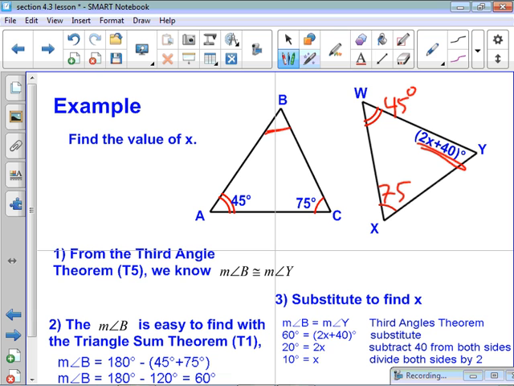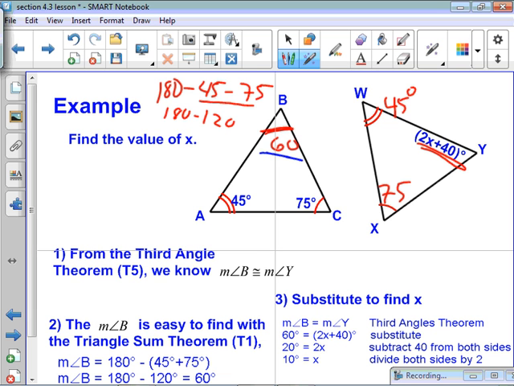Well, I know I can figure out what this one is right here, because the triangle has to add up to 180 degrees. So I can do 180 minus 45 minus 75. This one's 120 together, so 180 minus 120, this has got to be 60. I know by the third angles theorem that this angle right here and this angle right here have to be the same, because the other two angles were corresponding.